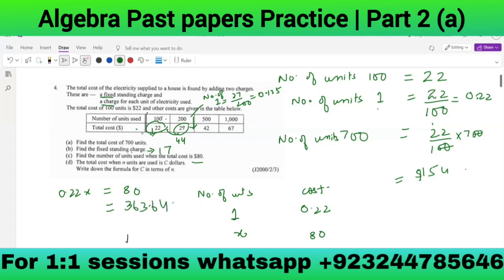The total cost when N units are used is C dollars. Write down the formula for C in terms of N. That means you have to make C the subject of the formula. For example, this is N and this is C. So the total cost C should be equal to the number of units used multiplied by the charge per unit, and the fixed charge, that is 17, is added. So C is equal to the number of units used times the unit charge, plus 17.